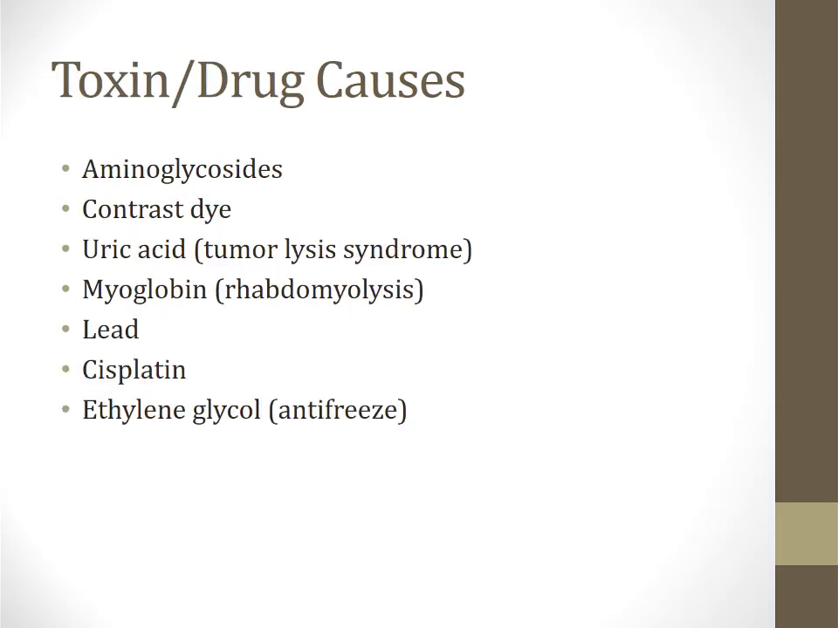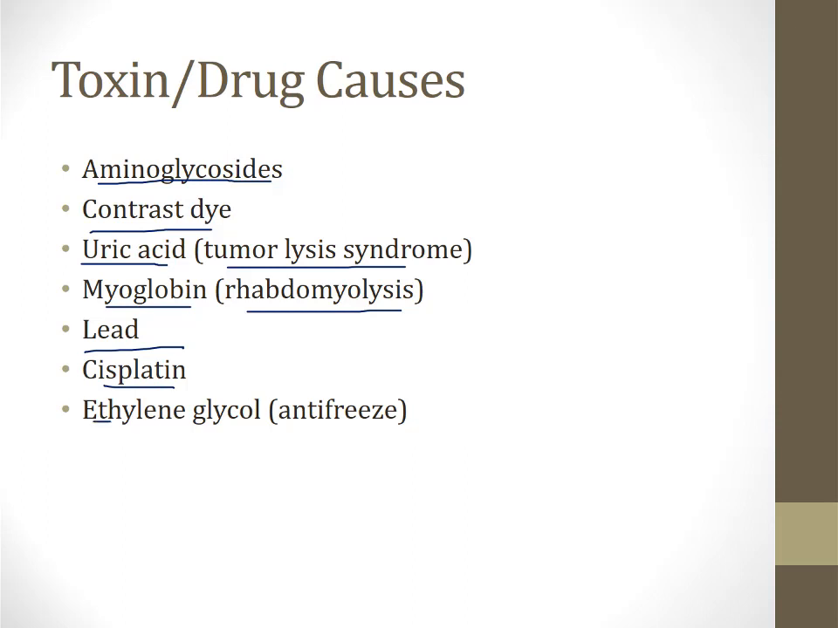Some of the toxins and drugs that can cause tubular necrosis are listed on this slide. So aminoglycosides are famous as antibiotics that have renal toxic side effects, and they can cause ATN. Contrast dye that's administered for CT scans can cause ischemic ATN. Uric acid pours out of cells in the tumor lysis syndrome, and this can cause ATN. And rhabdomyolysis also has myoglobin spilling into the plasma, and this can lead to ATN. Lead and cisplatin, which is a chemotherapy agent, are famous for causing ATN.